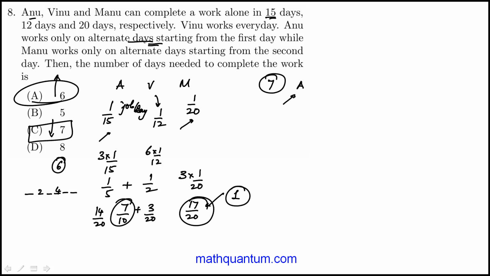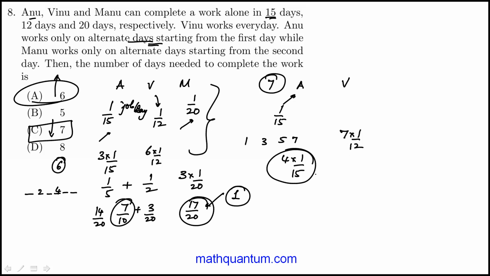So again, I just go back and read this again because it's easy to mix up what you've done earlier. Anu works only on alternate days starting from the first day. So 1, 3, 5, 7. So she would have worked 4 days. So 4 times 1/15th. That's the fraction of the job she has done. Vinu works every day. So that would be 7 times 1/12. So 4/15th plus 7/12th. And then finally, Manu is starting from the second day. So 2, 4, 6. So 3, because next would be the 8th day. So 3 days, 1/20th.